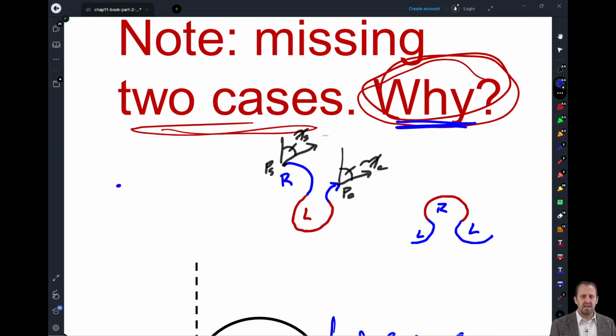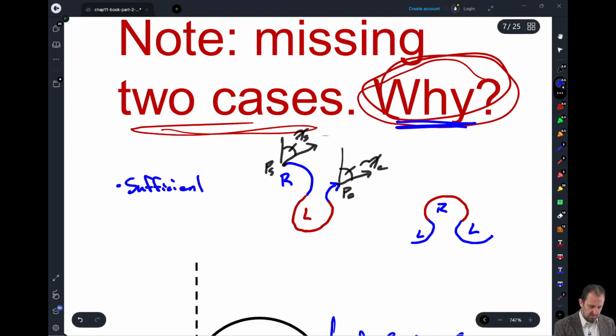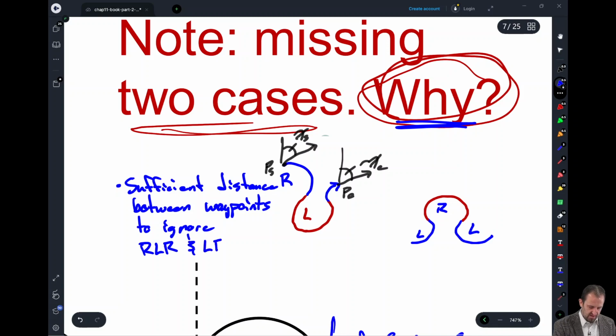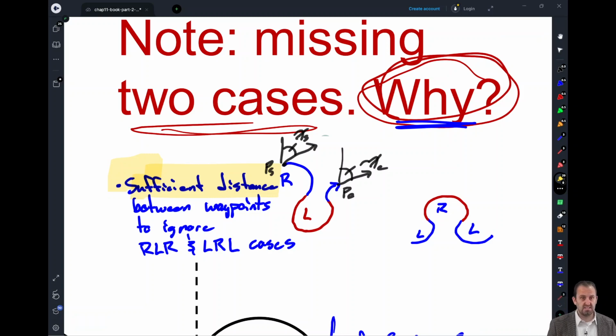If we are assuming that the aircraft is operating in large spaces, which is fairly typical, there's going to be sufficient distance between waypoints to ignore the RLR and the LRL cases. If we just assume that there's sufficient distance, and we will actually review what that sufficient distance is, then we don't have to worry about these 2 cases. Aircraft operating in large areas may not care to go between 2 waypoints that are really close together.